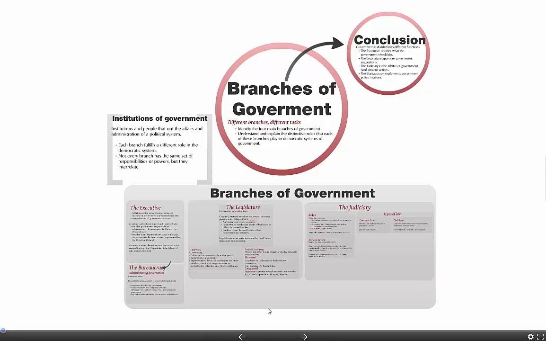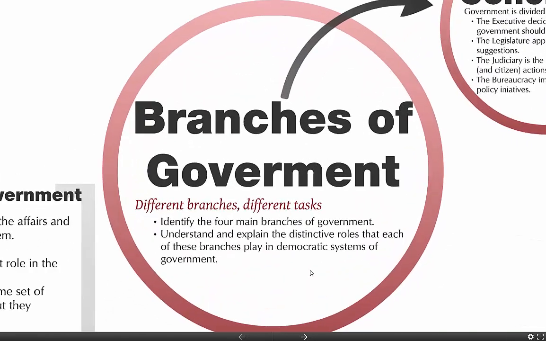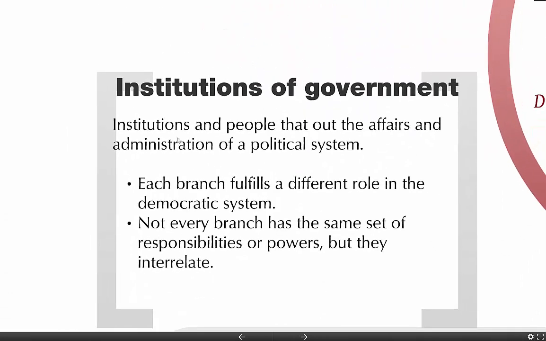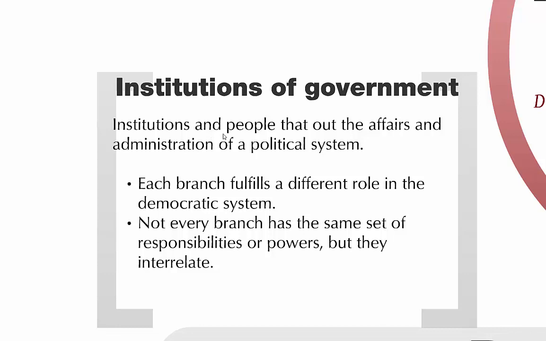This tutorial covers the branches of government. Government is divided into a series of different institutions that have different tasks, really. And I'm going to identify the four main branches of government and explain the distinctive roles of each of these in a democratic system. So, institutions of government then, these are the institutions and people that carry out the affairs and administration of a political system.